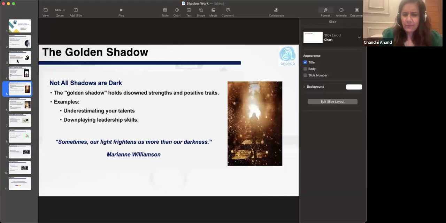Okay, not all shadows are dark. Okay, this is a beautiful subtopic within shadows. I don't want to just portray this whole topic as a negative topic, because it's not. In fact, this part of our shadow, the golden shadow, holds disowned strengths and positive traits, where we underestimate our own talents, we can't receive compliments. After nth speech, also still doubting myself if I can do it or not. That imposter syndrome, downplaying my leadership skill, right? So sometimes our light frightens us more than our darkness. That's the quote there on the screen.